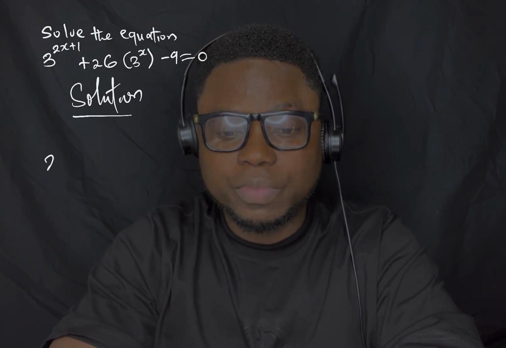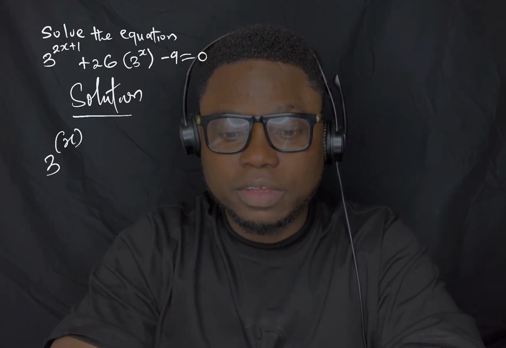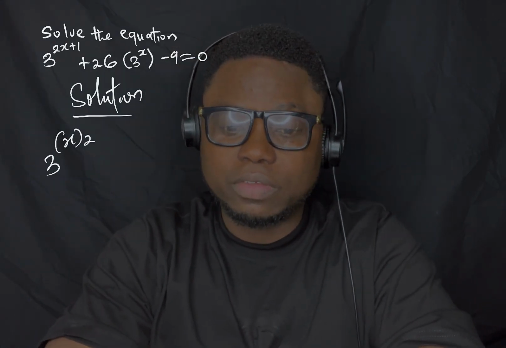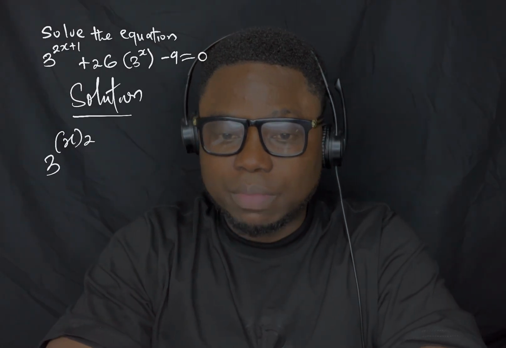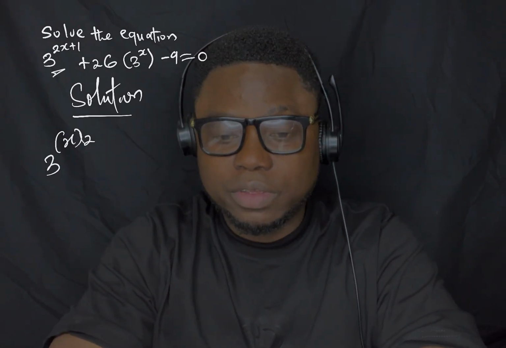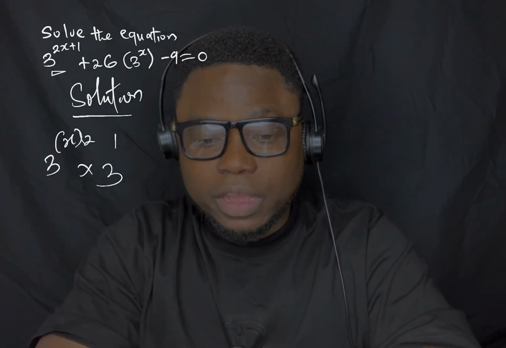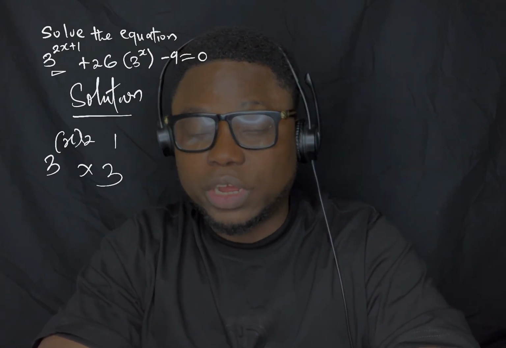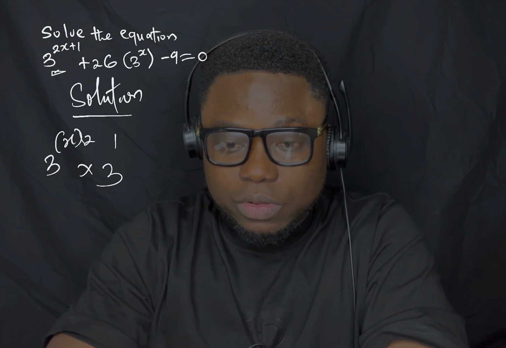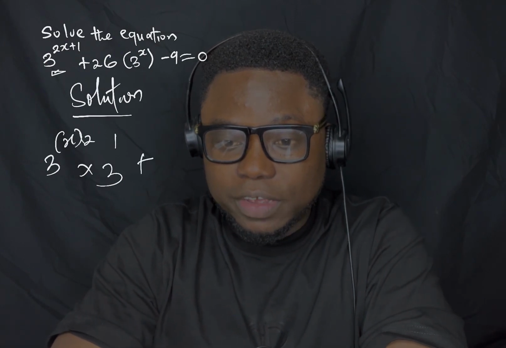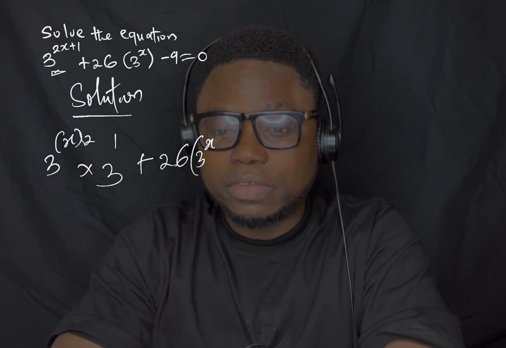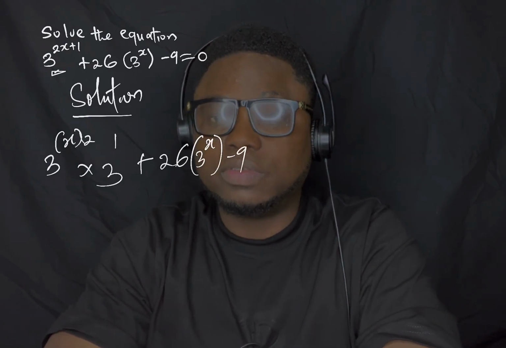3 raised to the power of x in brackets times 2. Remember that x in brackets times 2 is the same as 2x. Because I'm breaking this expression down in this form in indices, 3 exponent 1. Because if I take the common base here, I'm going to add the exponents, which will give me the original expression. So I'm going to write plus 26 in brackets 3 exponent x, bracket close, minus 9 is equal to 0.